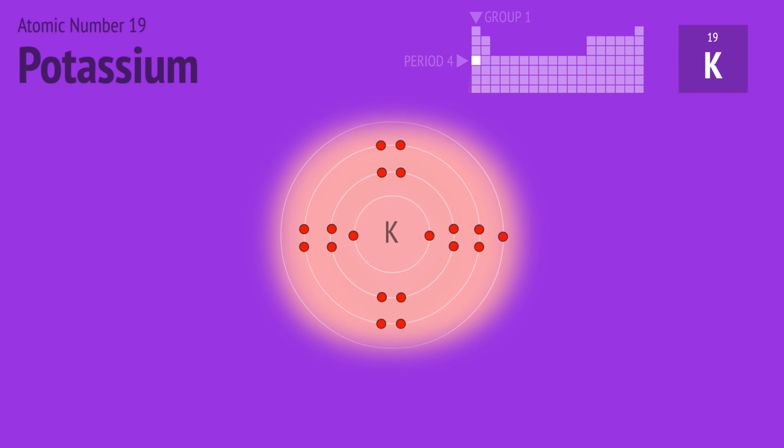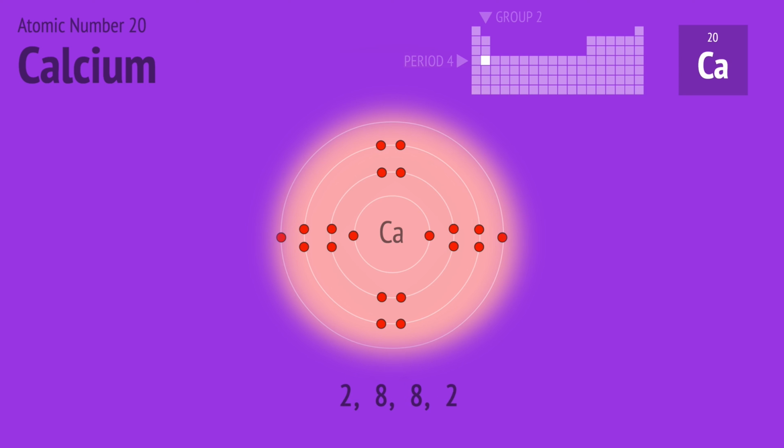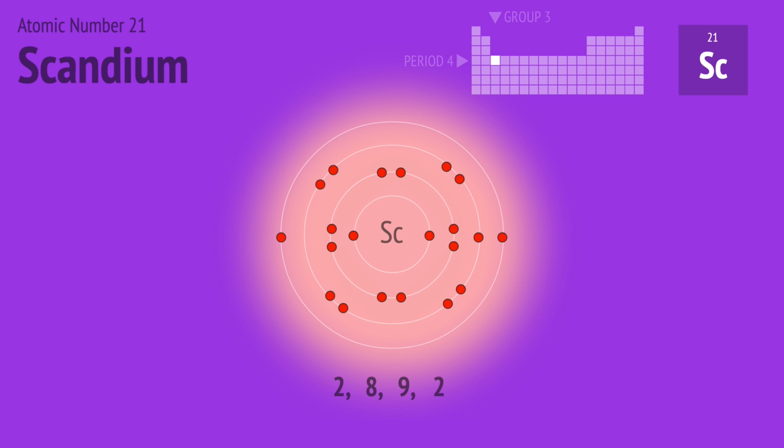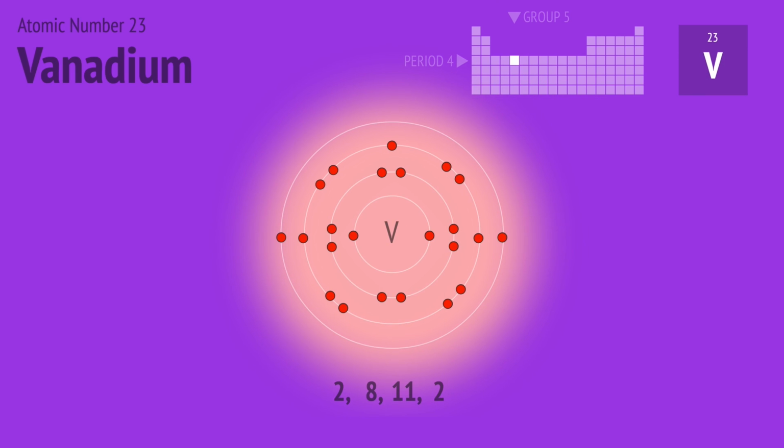The next element, potassium, will use a 4th electron shell for its last electron, giving an arrangement of 2, 8, 8, 1. Finally, calcium, atomic number 20, has its 20 electrons in the arrangement 2, 8, 8, 2. This is usually as far as we go with the electron shell model. After calcium, the third shell continues to fill with more electrons, up to a maximum of 18. But we'll use a different model to represent these electron arrangements more accurately.